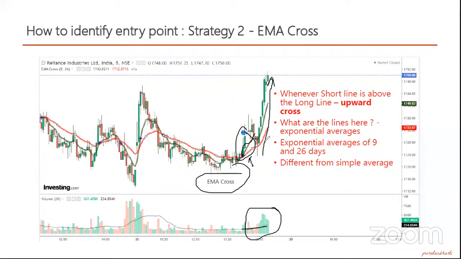I see the EMA is also facing upwards, in which the green line, which is the 9 days average, is above the 26 days. Meaning what? I will explain this in Hindi because probably this will be easier, and we call it bhav. Price is called bhav in the stock markets.